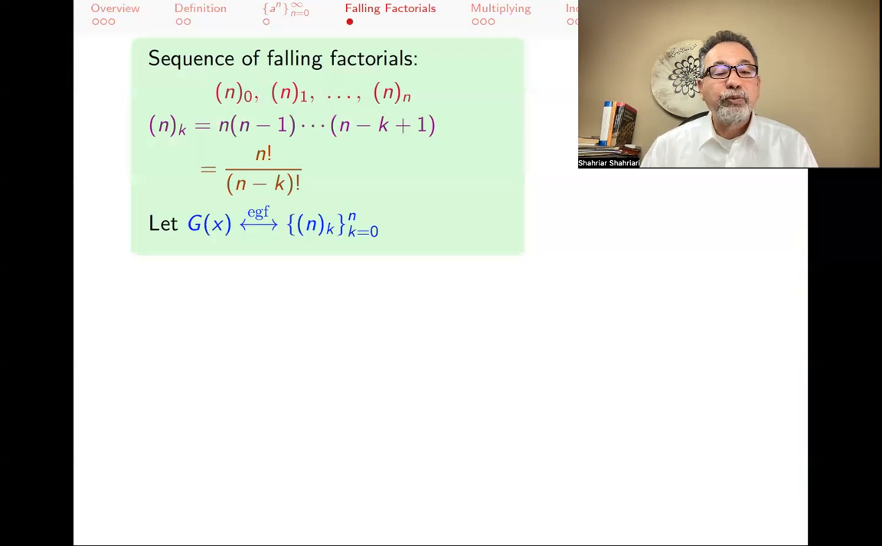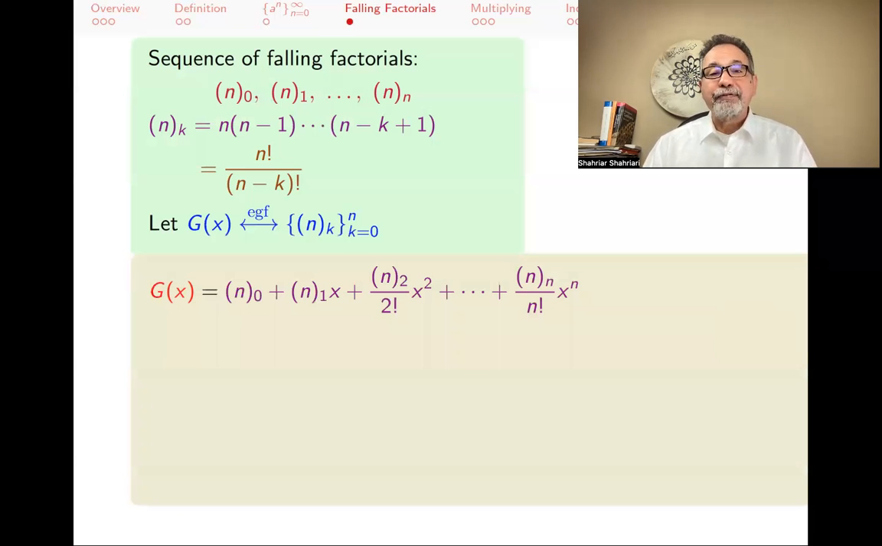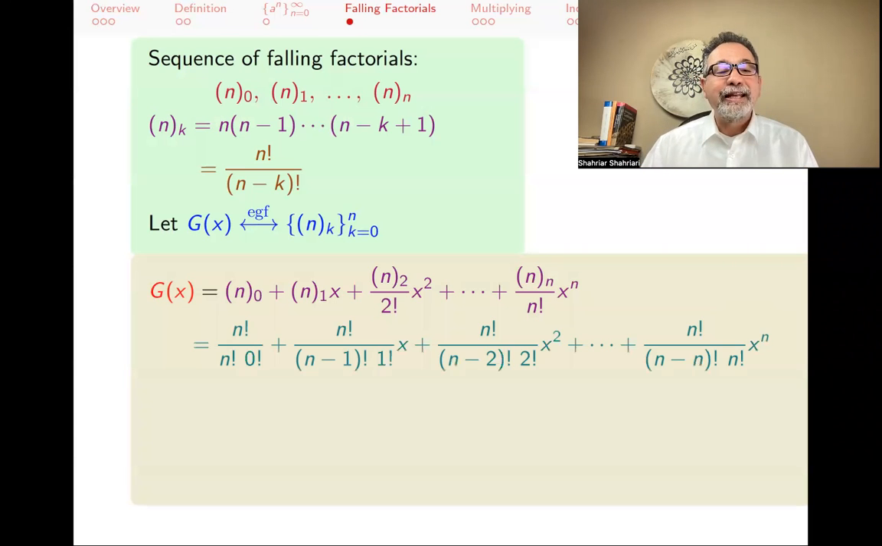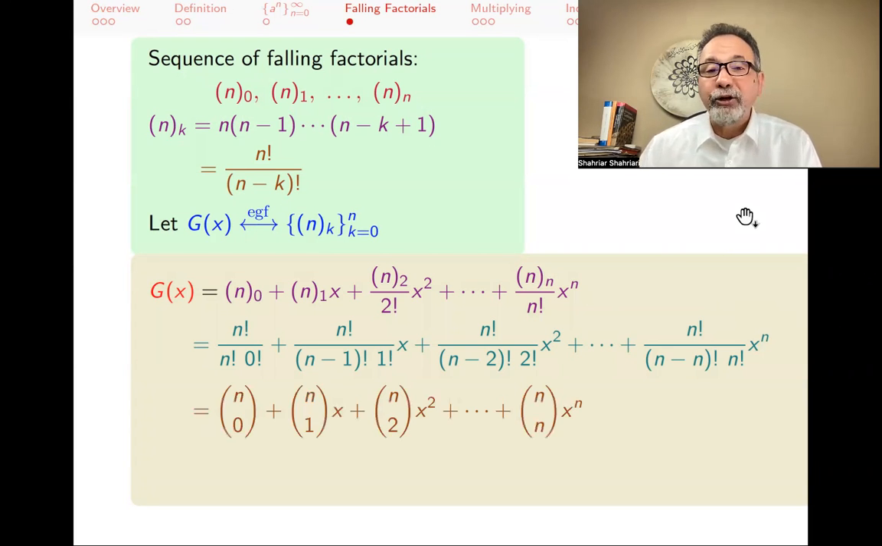And what's the exponential generating function of that? Let's call it g of x. So g of x then, by definition, is going to be all of these falling factorials, but at every one of them we divide by n factorial and multiply by x^n. Now, when we do that, if you use the fact that n falling factorial k is n factorial over n minus k factorial, this is what we get. And these are now just binomial coefficients. And so we get n choose 0 plus n choose 1 times x plus n choose 2 times x squared and so forth.